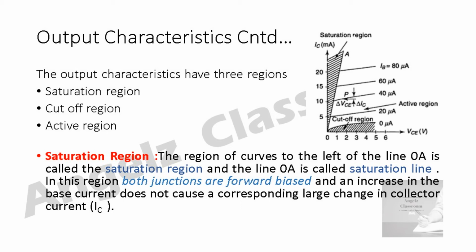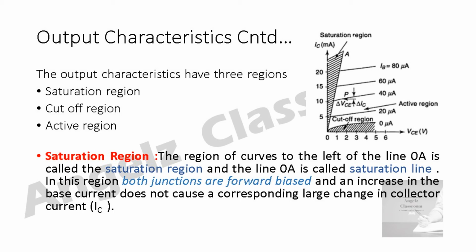Next one, all the output characteristics of the three configurations consist of three main regions. One is the saturation region, next one is the cutoff region, and the third one is the active region. For the saturation region, see this graph over here. The region to the left of 0A, this hatched region, is your saturation region, and the line 0A is your saturation line.